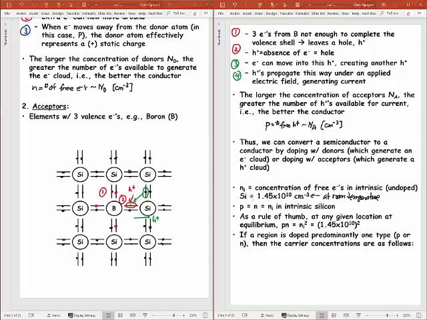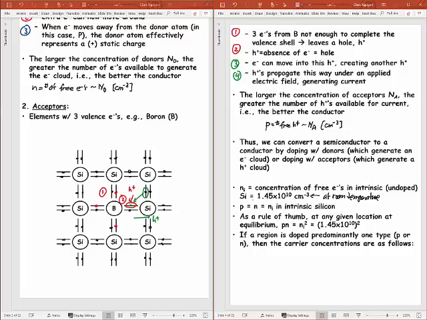Okay, so it's a very similar thing to what happened when we put donors in here, except now we have a larger concentration of acceptors. So the larger the concentration of acceptors, like boron we have in here, the greater the number of holes available for current flow, and thus the better the conductor. And so now P, like I said, represents the number of free holes. And the number of free holes is then about equal to the concentration of acceptors, which is N sub A.